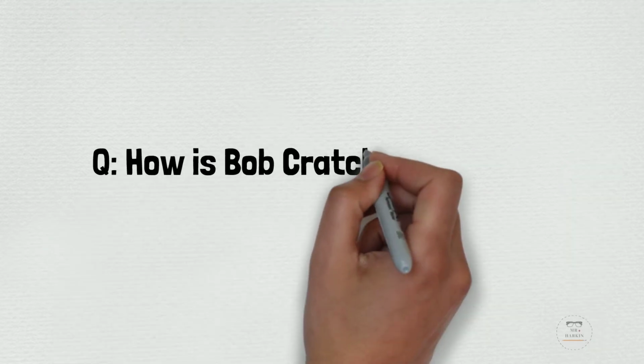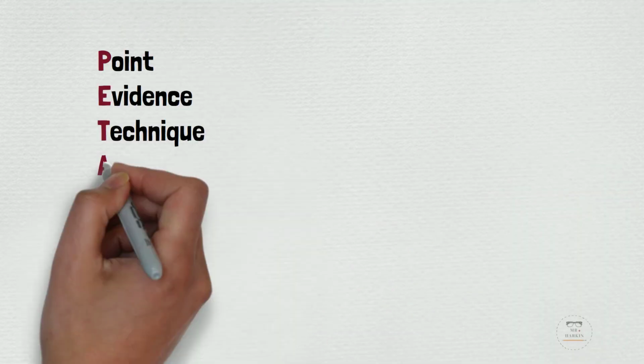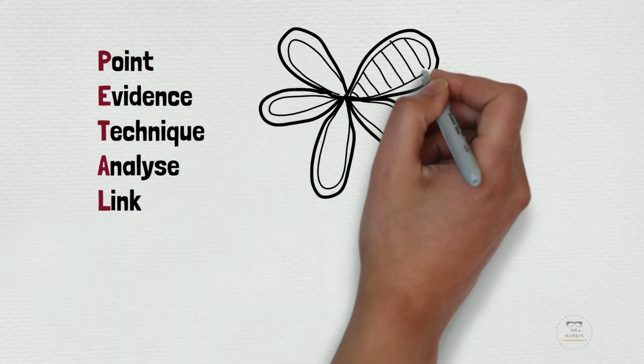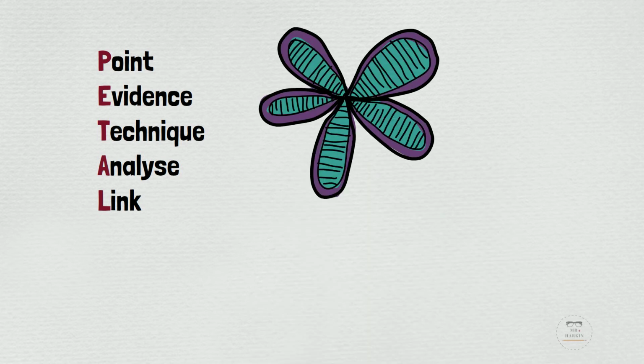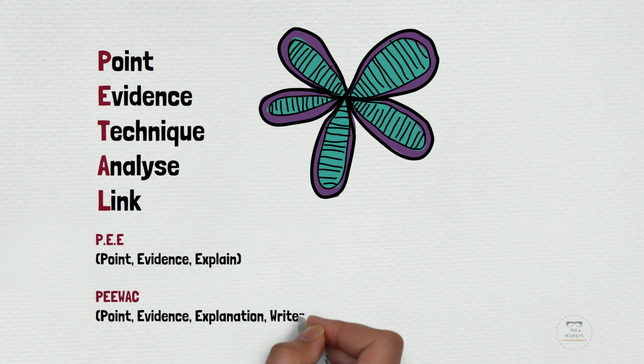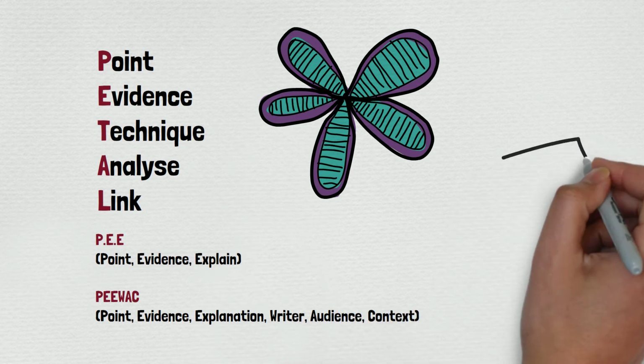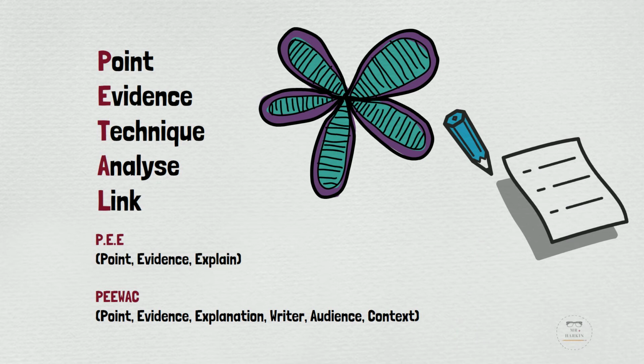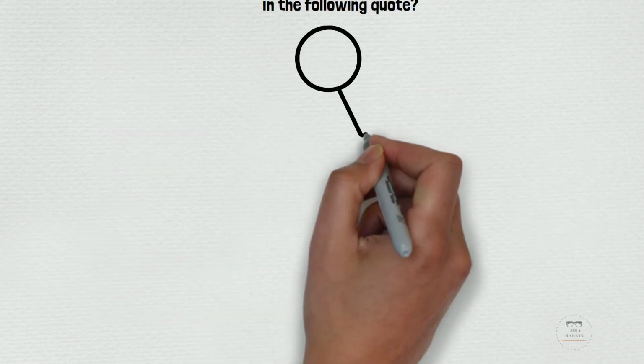So, how is Bob Cratchit presented in this quote? To answer this, you first need to decide on a method. My students use PETAL paragraphs, which stands for point, evidence, technique, analyse or analysis, and link. If you use PEE or PWAC or any other paragraph framework, that's fine too. Okay, now you know what method you're using.